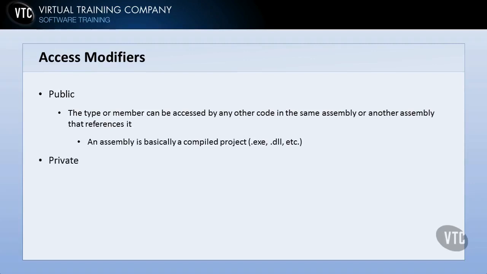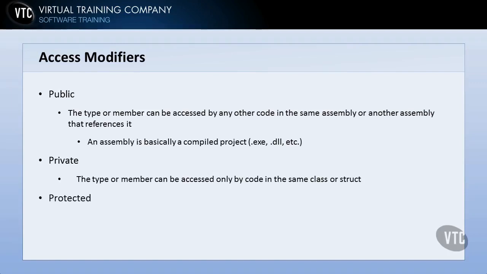Now the private modifier means that the particular type or member marked as private can be accessed only by code within that same class or struct. We haven't talked about structs yet. We'll talk about those later. But for now, just understand, when we put that private keyword on something, it means people from outside can't see it, and it can only be called from code inside that particular class or an object instantiated from that class.